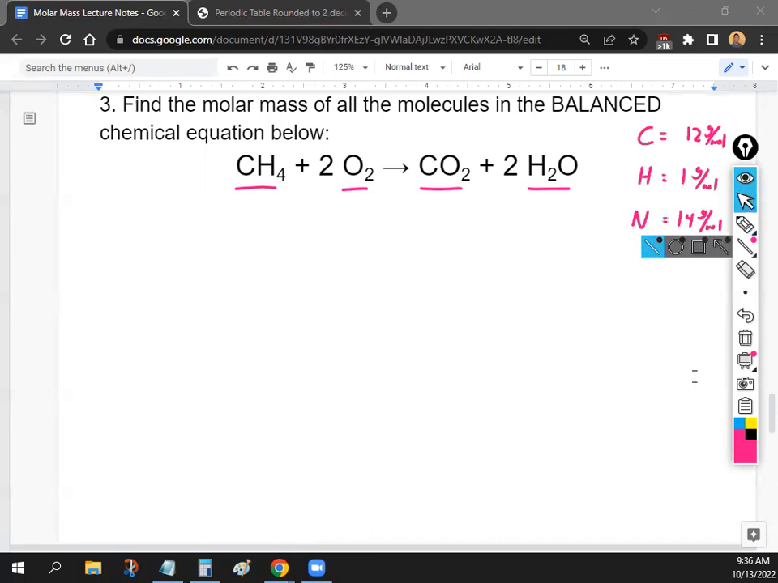Okay. So with that being said, I'll give you guys about maybe 3 minutes. You can work with the person next to you. I want you guys to find the molar mass of all 4 of these molecules, and then we'll move on to the next part, okay?